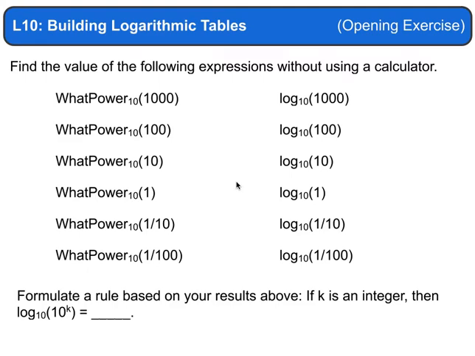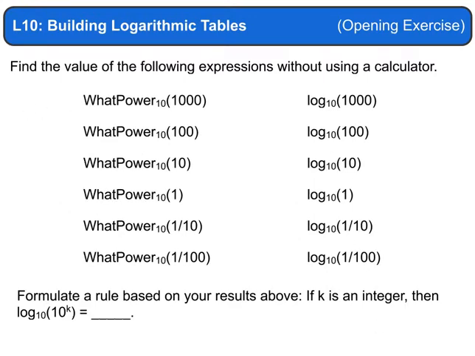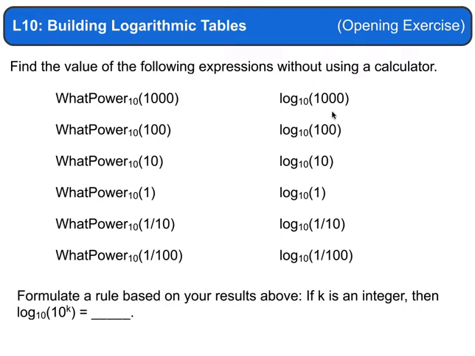Lesson 10, Building Logarithmic Tables, starts with the opening exercise where they give us in the left-hand column the "what power 10" version with 1,000, and then they give us the log base 10 of 1,000. Remember, by this point we know that the "what power" version means the exact same thing as the right-hand side version. So rather than doing both columns, we're going to reference both in that design. Whether you say 10 to what power is 1,000, or log base 10 of 1,000, either way your answer for this one is going to be 3, because 10 to the third power is 1,000.